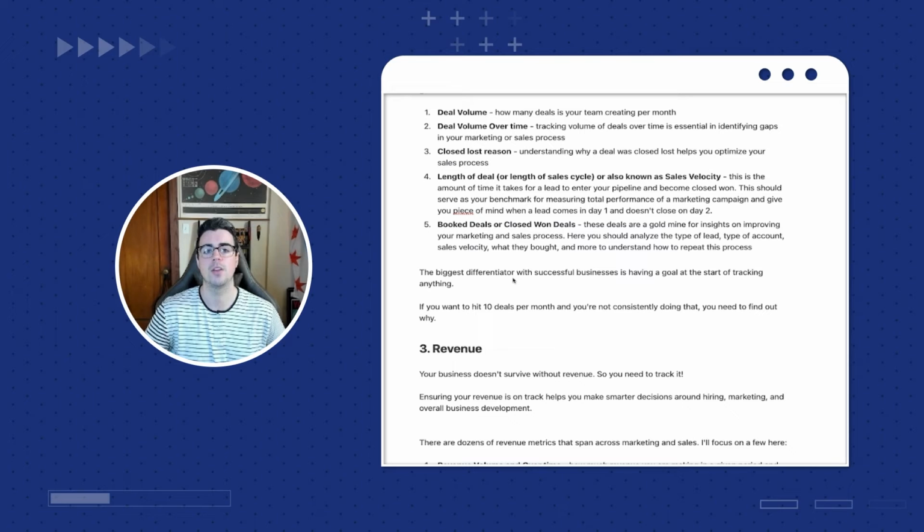So if you're looking to measure marketing performance of a given campaign, and say you launch on day 1 and you know your average sales velocity is 90 days, it doesn't make sense to then say, why aren't we having an ROI on day 7? You should give it the full 90 days to effectively measure your entire campaign.